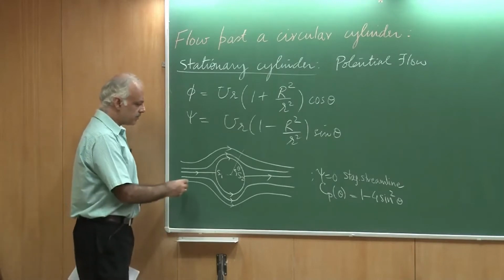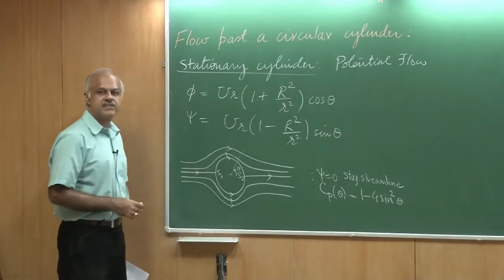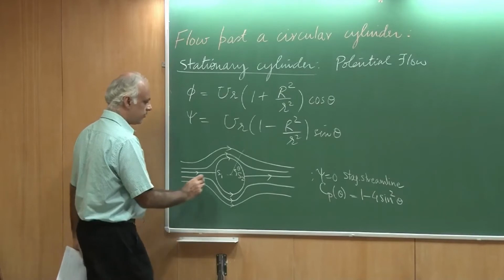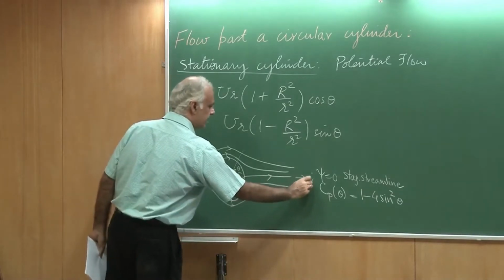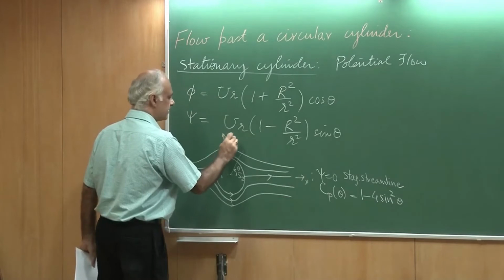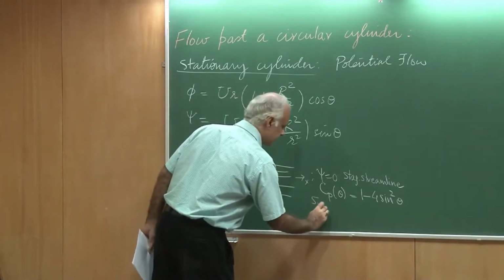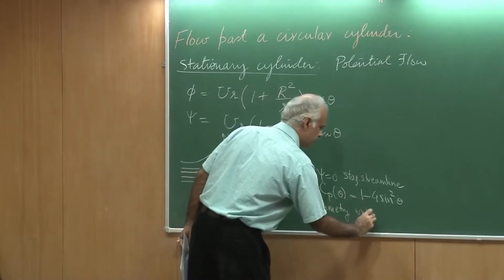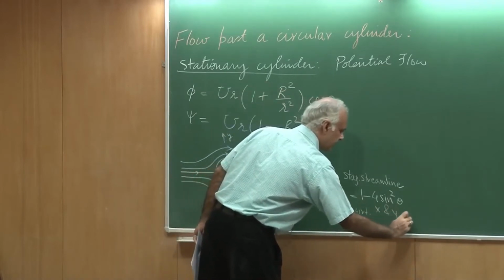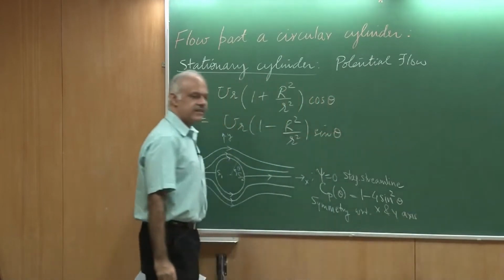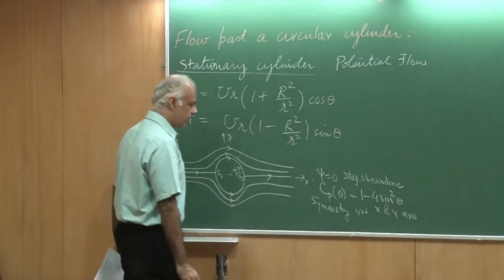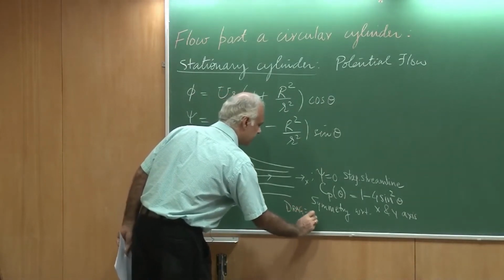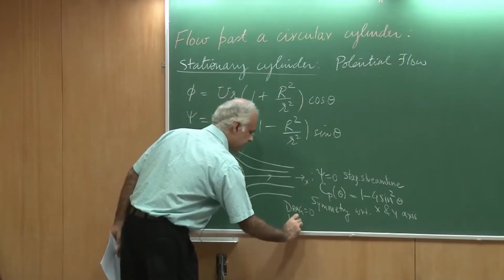We were also able to observe that this flow has a symmetry. It is symmetric with respect to the x-axis. So if I mark the axis, this was my x-axis and here was my y-axis. So I have symmetry with respect to x and y axis. As a result of this symmetry, we were able to observe that the drag on this body is 0 and the lift is also 0.